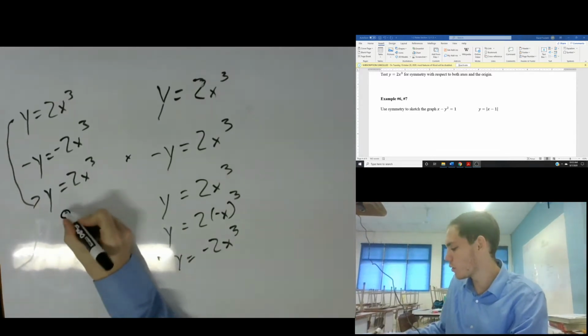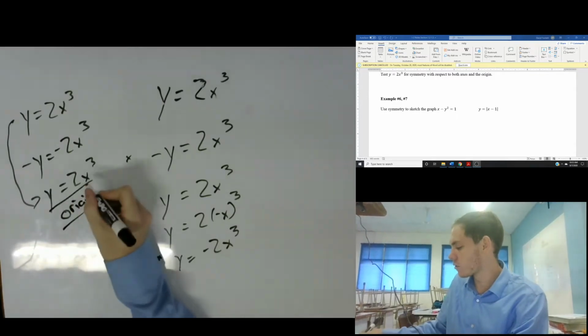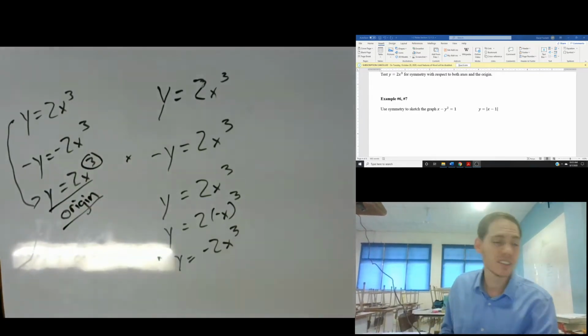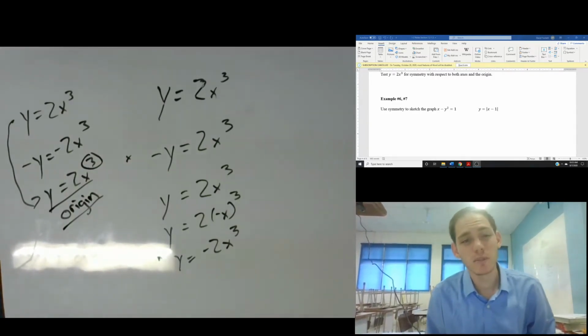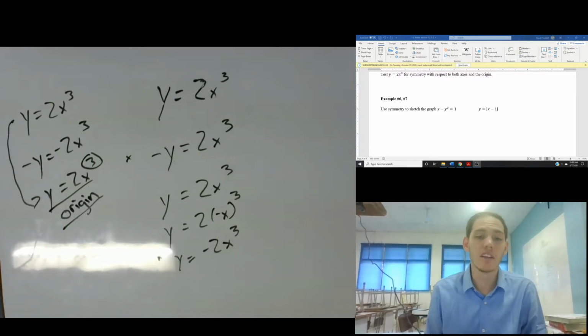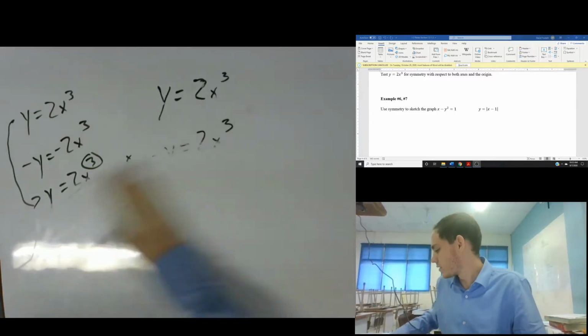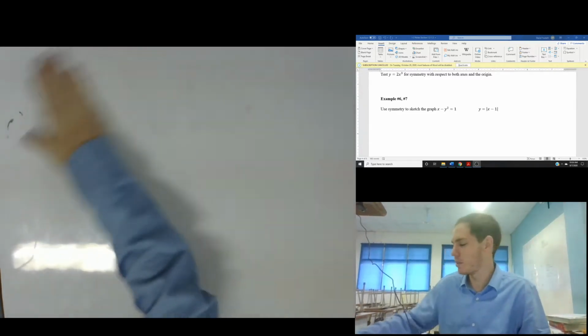So then the only one that works is the origin. So actually, this is kind of a rule with this right here. See that number? That's actually going to be kind of an odd power is going to cause symmetry with respect to the origin. Okay? Not all the time, but more times.